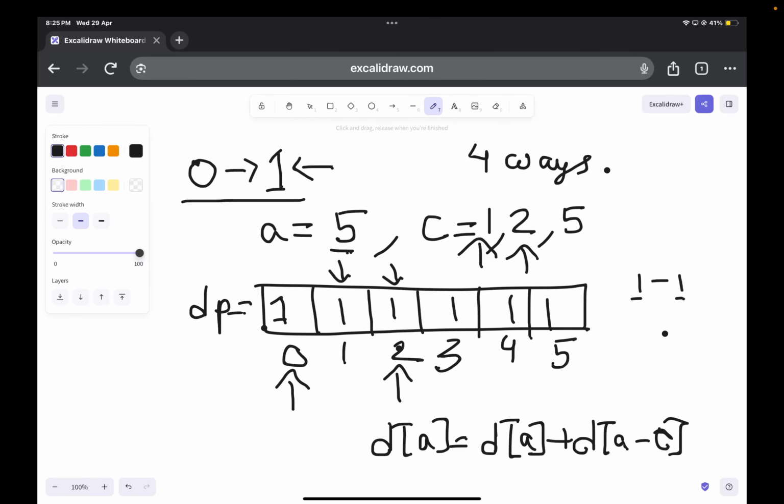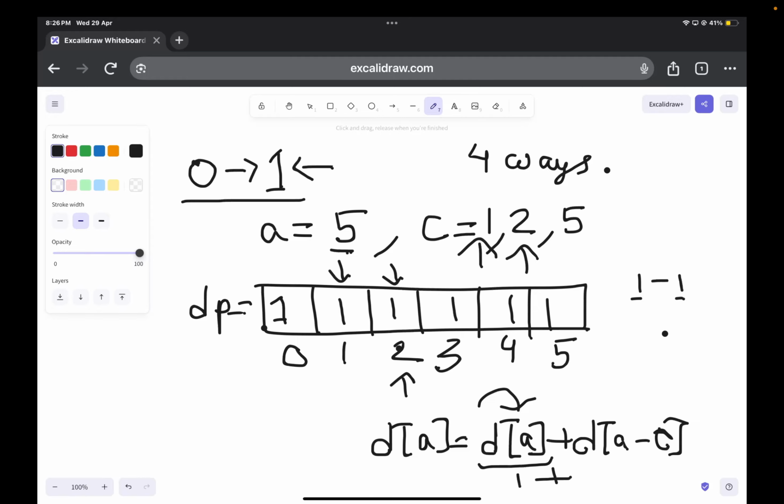Now, what amount can I change? From which amount can I change? 2. Because I have 2 rupee coin now. There is no point of changing 1. Amount 1 I can't change with 2 rupee coin. Okay, so amount 2. What was the previous amount, guys? DP of 2. What is DP of 2? 1. Already one way is there.